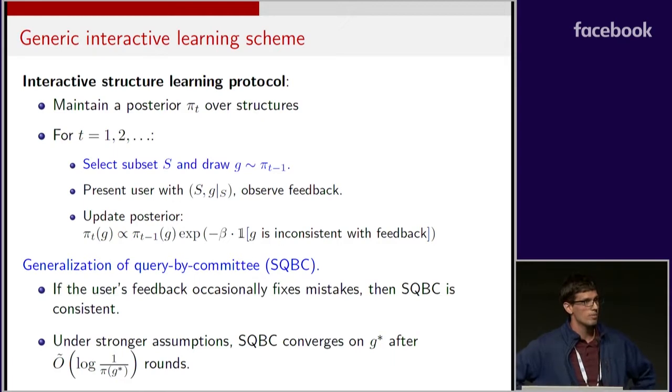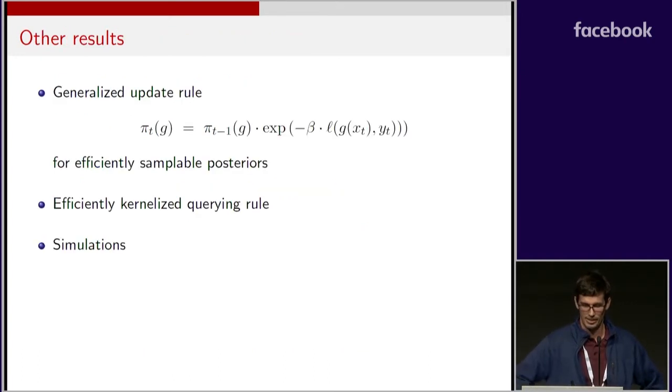So the main algorithmic question that remains is how do you go about choosing this subset? And in this work, we consider a generalization of the query by committee rule, which we call structural query by committee. And it has some properties associated. For example, we can show that under fairly minimal assumptions on the user's feedback, this algorithm is consistent. And under stronger assumptions, we can actually quantify this convergence rate.